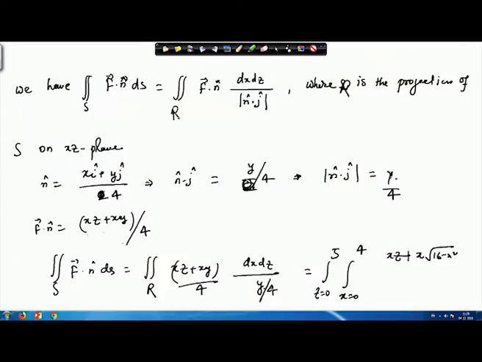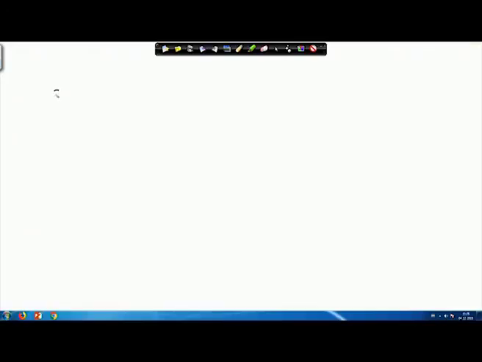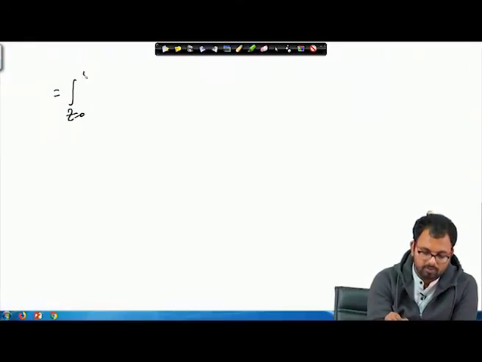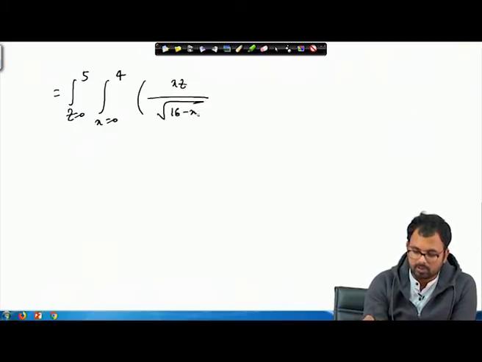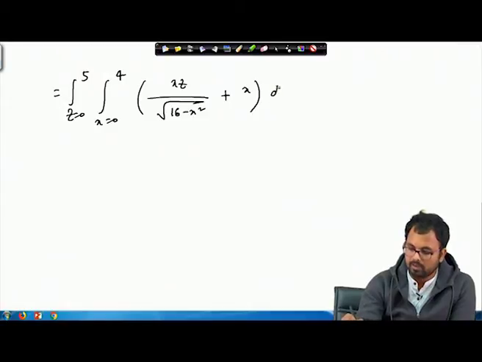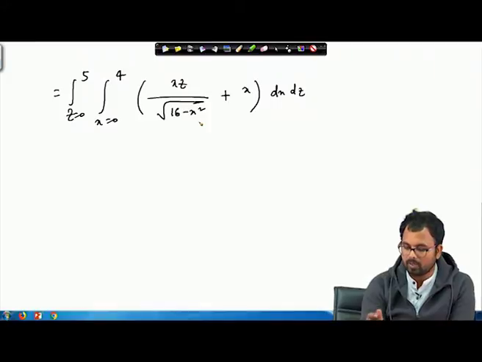next we will have xz plus 16 minus x square divided by y. So, y is also 16 minus x square dx dz. Now, this can be written as, if we simplify, z running from 0 to 5, x running from 0 to 4, right, in the xz plane, and this will be xz divided by 16 minus x square plus x dx dz. So, we did the separation. So, basically the partial fraction, and now we can integrate this very easily.